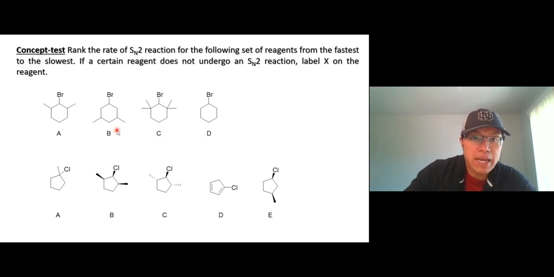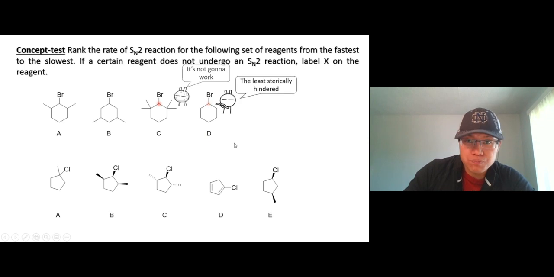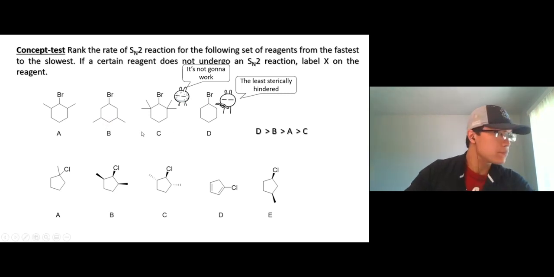Now A and B, you should be able to guess. In A, this methyl group is closer to the electrophilic center, so it will somewhat block an SN2 reaction. But in B, this methyl group is further away. The environment around the electrophilic center is still wide open, so the rate of B may be really close to D, if not equal. So I'm going with D as the fastest, followed by B, followed by A, and followed by C, the slowest one.